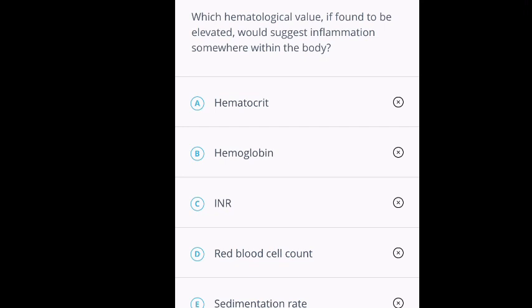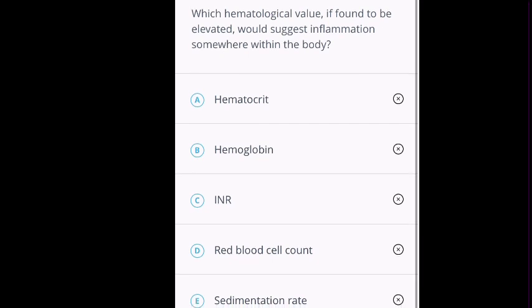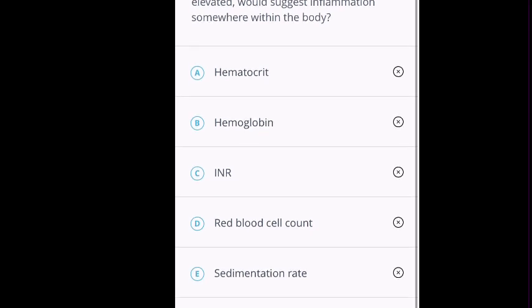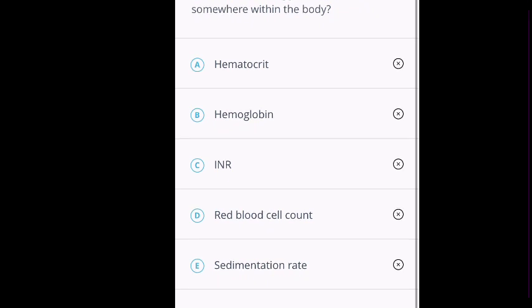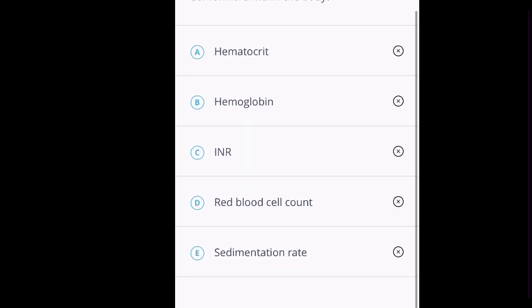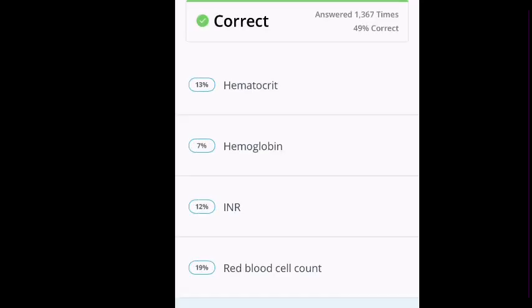Which hematological value, if found to be elevated, would suggest inflammation somewhere in the body? Hematocrit, hemoglobin, iron, red blood cell count, or sedimentation rate? The correct answer is sedimentation rate.